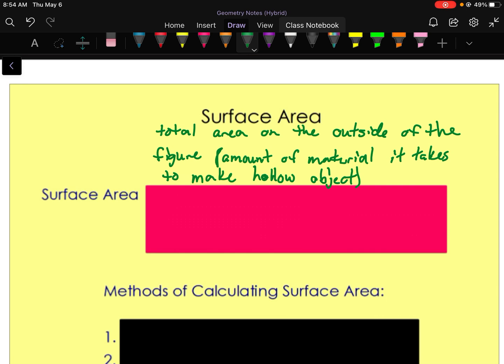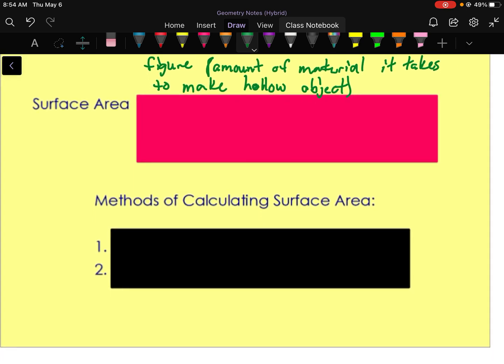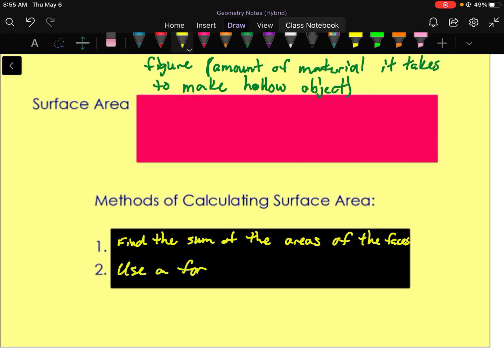So we talked about area. If you were given a square, the area would just be the amount of space that two-dimensional shape takes up. Well, now we have a bunch of different two-dimensional shapes making up a figure, so we call it surface area because it's a three-dimensional object. There's a couple ways you can calculate surface area. Number one, you can find the sum of the areas of the faces. So you could find the area of each individual face and add them all up. That's one option. Or number two, what we're going to spend a lot of time doing is just use a formula. So this unit again will be a lot of formulas.